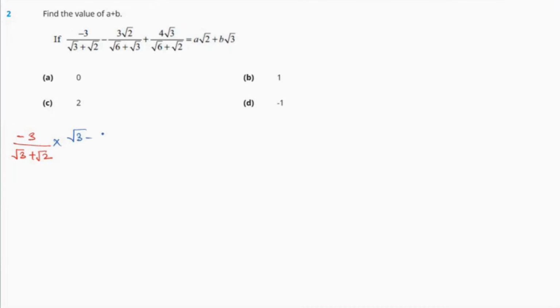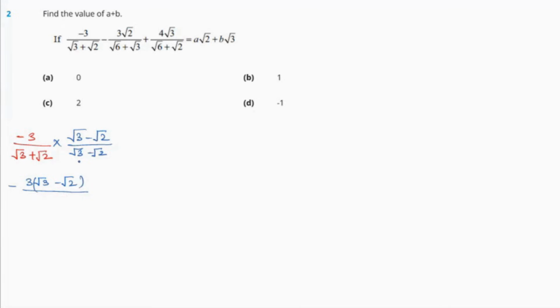So root 3 minus root 2 by root 3 minus root 2. And if we are going to solve it, we will be getting minus 3 root 3. Okay, we need to multiply with minus 3 in the entire bracket. So we will be getting, and if we want to write, we can write it like this as well.